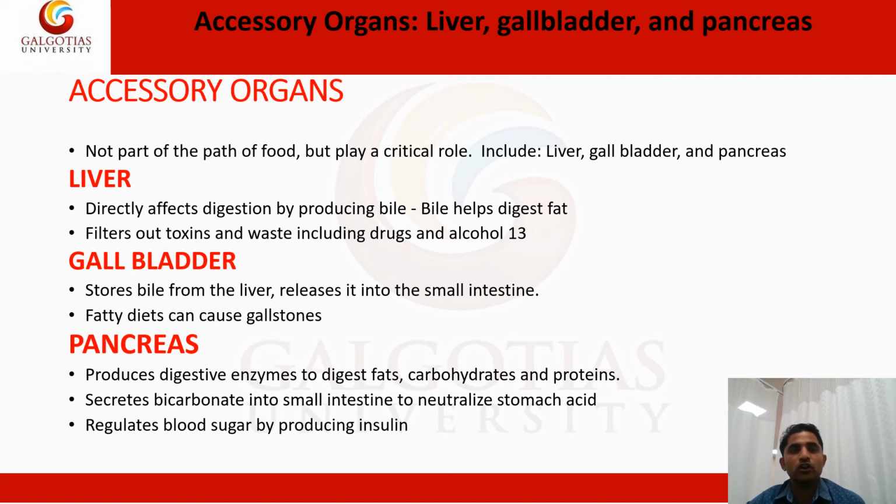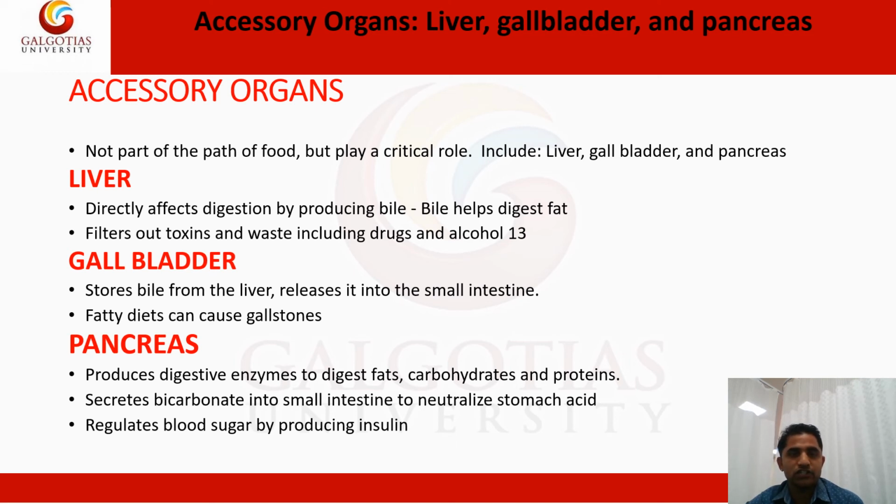These organs are not part of the pathway of the food, but they play a critical role in the digestion of the food. What are these organs? Liver, gallbladder, and the pancreas. The liver directly affects digestion by producing bile. Bile helps the digestion of fat. Primarily, this bile helps to emulsify your fat. The liver also filters out toxins and waste, including drugs and alcohol.